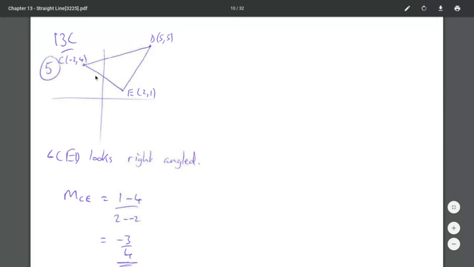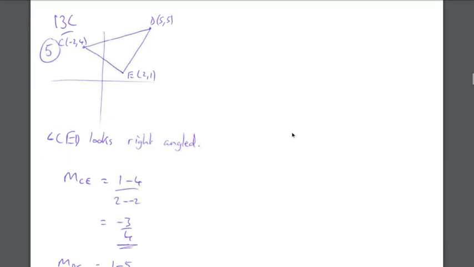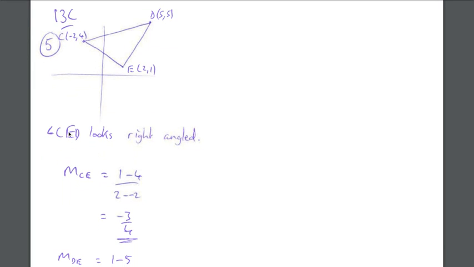Another way of doing this would be to find the length of this line, this line, and this line, and then use the converse of Pythagoras' theorem. If you've done it that way, that is 100% okay. But as it is in the perpendicular lines section, I'm assuming they want me to use that. But again, if you've used the converse of Pythagoras, that is 100% fine. It does not specify in the question which method to use, so you can use any valid mathematical method.